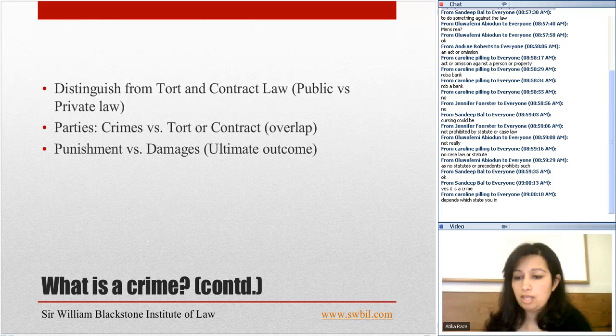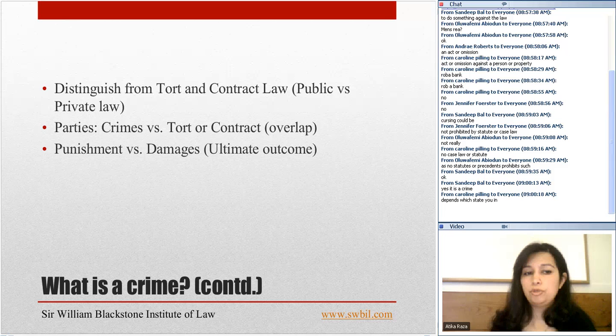Contract law is another example of private law. How do you distinguish between a crime and a tort, or crime versus tort and contract? First of all, the parties. In criminal law, you are one of the parties, but instead of the victim, the state or the country, or the Crown in the UK, is going to file a suit against you. So your parties are the state and yourself. But in contract and tort, they are both private parties, person A and person B. It's between person A versus person B.